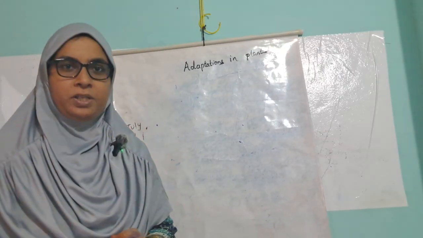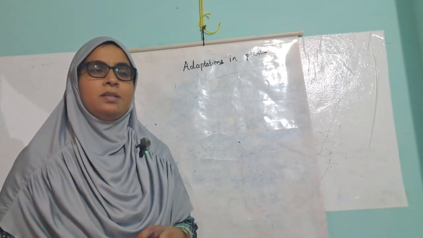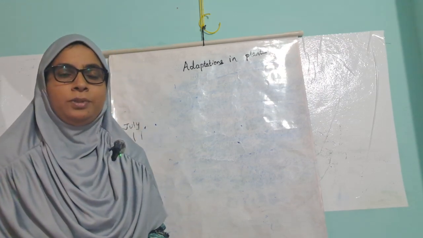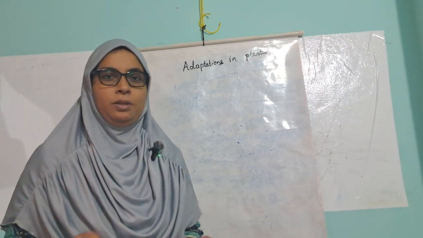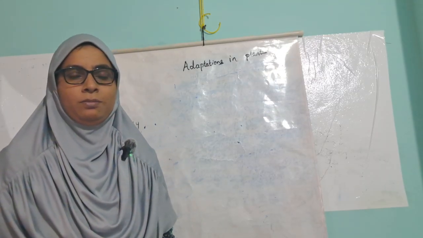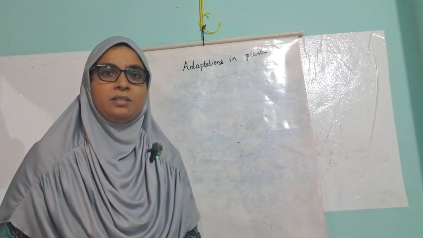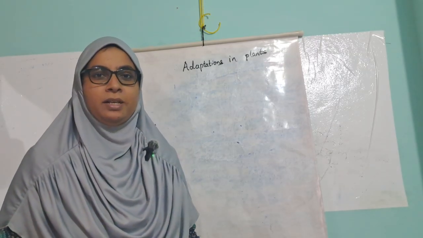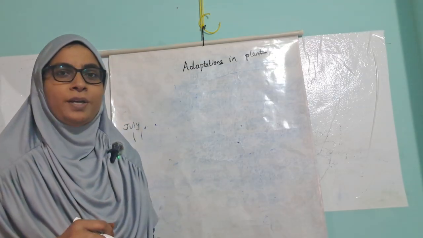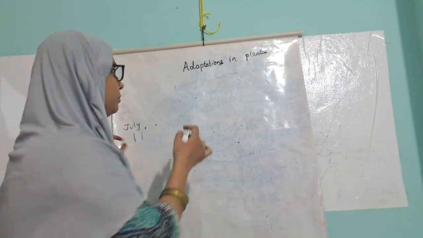What is an adaptation? Adaptation means the process in which plants survive in different conditions and adapt to the environment. Plants have some characteristics that help them survive in extreme conditions. So, based on this, plants are divided into two types.